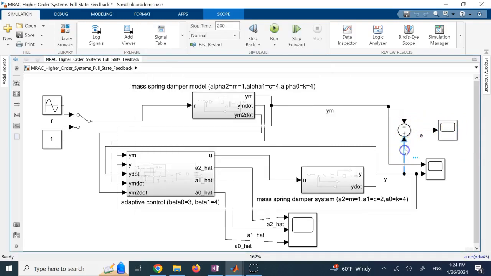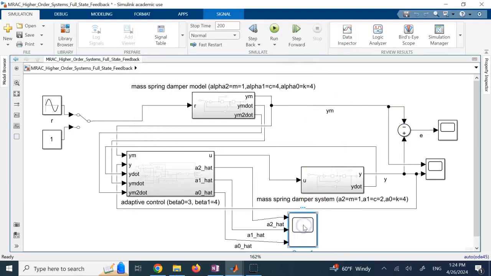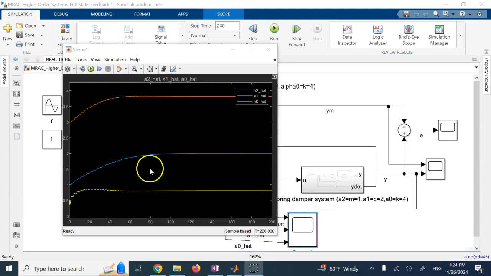And here error is formed by y minus ym. Okay, look here. Perfectly converges to what? 0 tracking error. What about the parameters of the system? Let's double click and check what we got. Okay, so here take a look. Remember, we started at 0.5, 1, and 3, and I should converge to 1, 2, and 4.